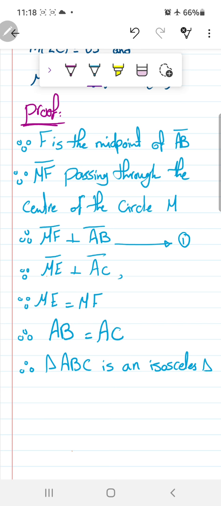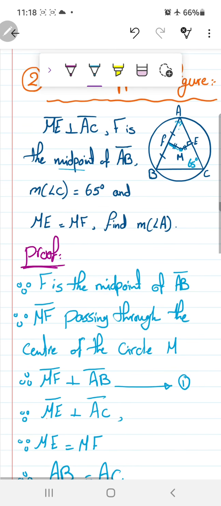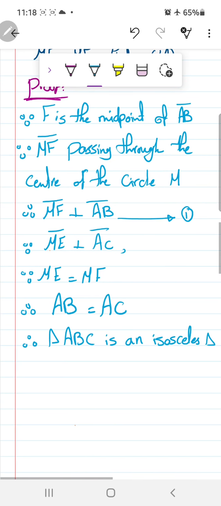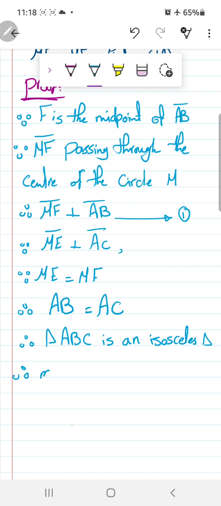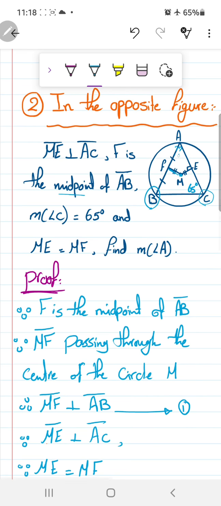It means the two base angles are equal. Here, two base angles, measure of angle C equals measure of angle B. So measure of angle B equals measure of angle C, which is 65. We want to get measure of angle A, the third angle. In any triangle, the sum of measures of the interior angles is 180. So measure of angle A is 180 minus 65 plus 65.